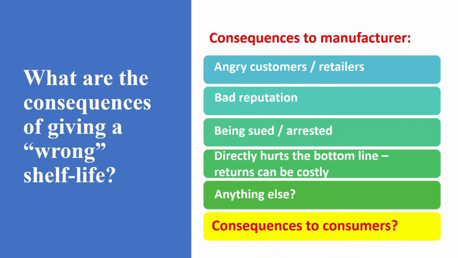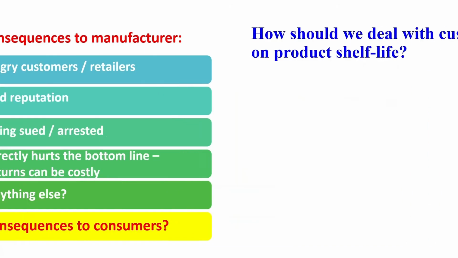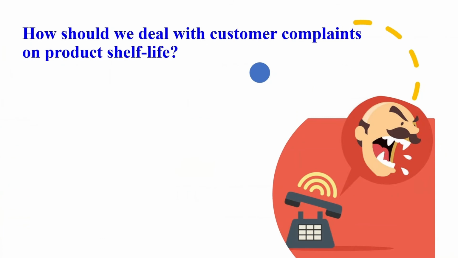So what are the consequences to consumers? The very bad situation is the consumer may die due to food intoxication or food infection cases. So we need to be serious when we put down the shelf life dating on the food products. So how should the manufacturers deal with consumer complaints on the food product's shelf life?